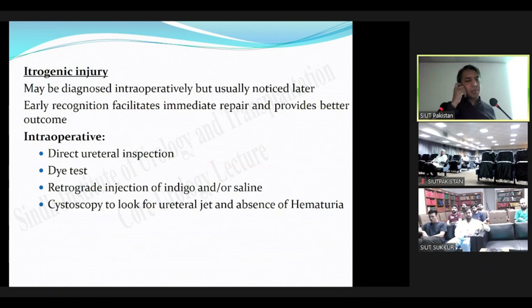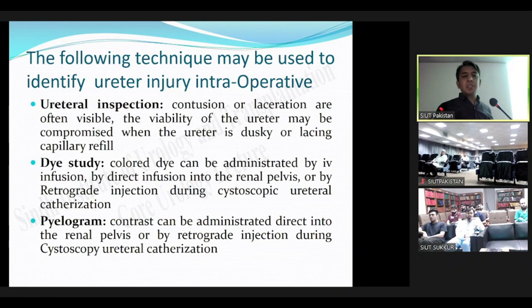Iatrogenic injury may be diagnosed intraoperatively, but is usually noticed later. Early recognition facilitates immediate repair and provides better outcome. It can be identified intraoperatively by ureteral inspection; contusion or laceration are often visible. The viability of the ureter may be compromised when the ureter is dusky or lacking capillary refill. We can perform a dye study. Colored dye can be administered by IV infusion, by direct infusion into the renal pelvis, or by retrograde injection during cystoscopic ureteral catheterization, or by doing a pyelogram. So, by these techniques, we can identify intraoperative injury.